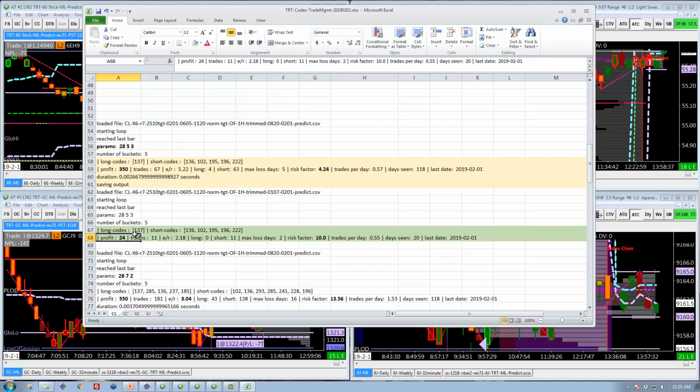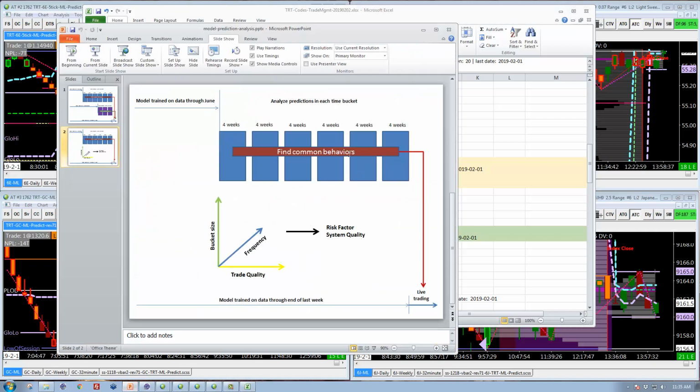But the other point is that we want to make sure that some shift hasn't occurred in recent times. It could be that everything's showing up roses here in the first 4 buckets, but in the last 2, there's been some shift in the market. It's all gone bad, and so we want to keep an eye on that.